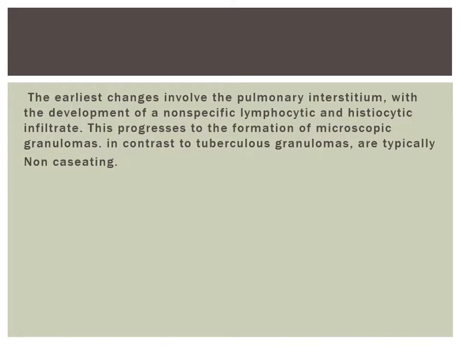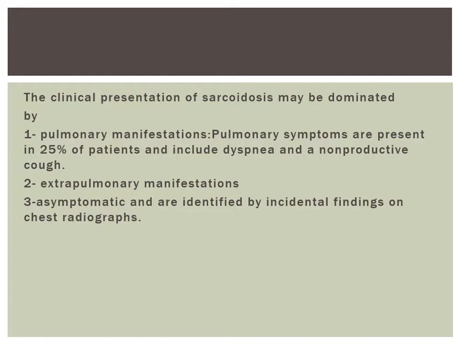The earliest change involves the pulmonary interstitium with the development of a non-specific lymphocytic and histiocytic infiltrate. This progresses to formation of microscopic granuloma, in contrast to tuberculous granuloma, which is caseating. The clinical presentation of sarcoidosis may be dominated by either pulmonary manifestations or extrapulmonary manifestations, or it may be asymptomatic, as we said.